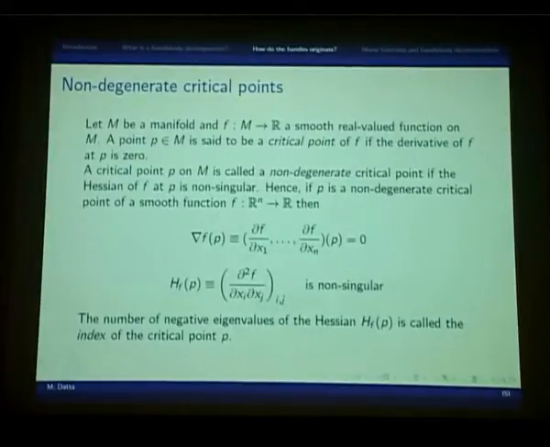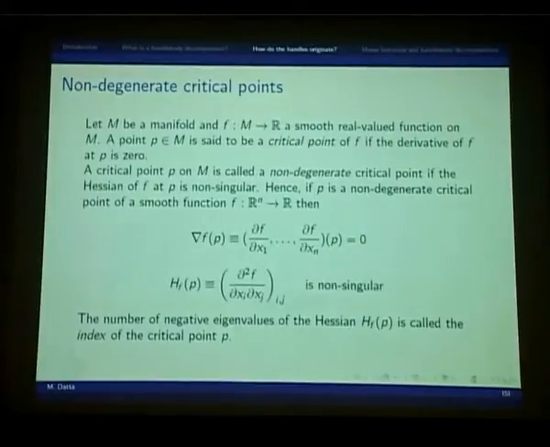So a critical point P on M will be called a non-degenerate critical point if its Hessian matrix at the point P is non-singular. The Hessian matrix for a function on Rn simply consists of the second partial derivatives del 2f del xi del xj. So if this is non-singular at the point P, then I will say that P is a non-degenerate critical point of f.